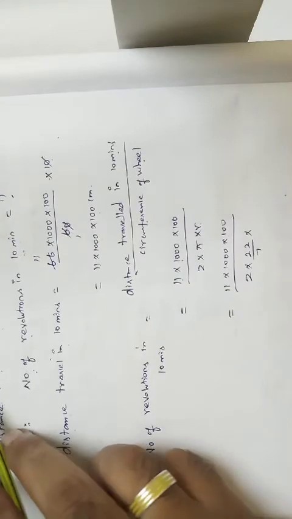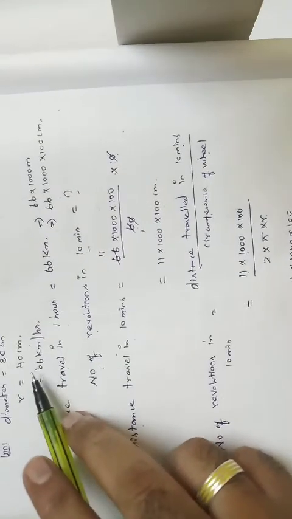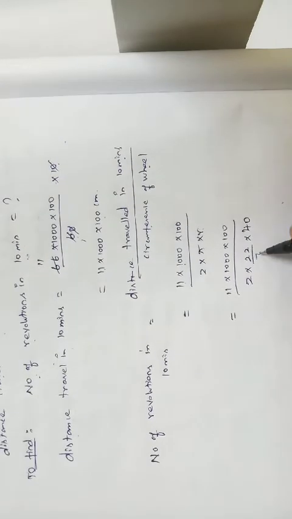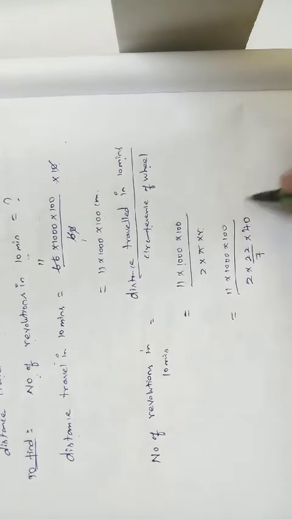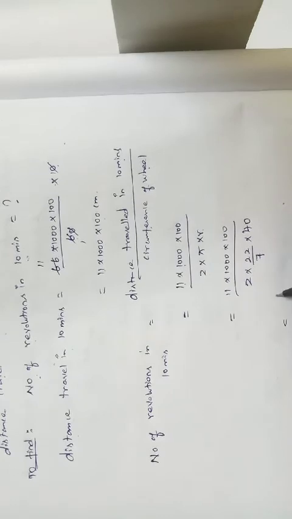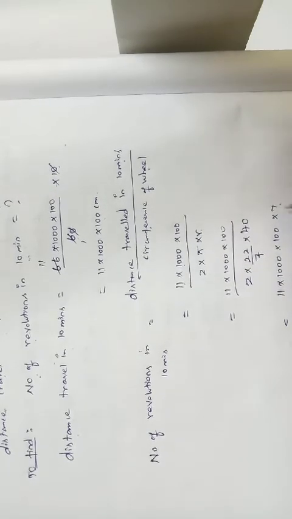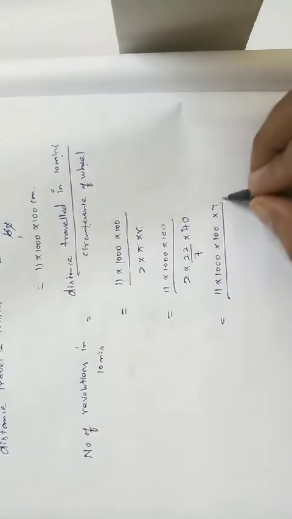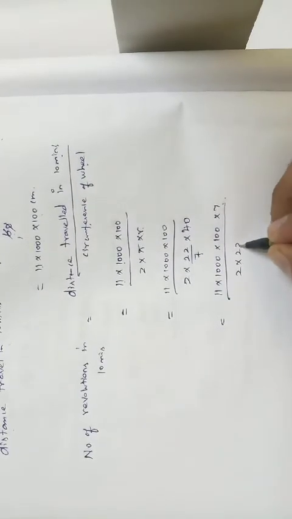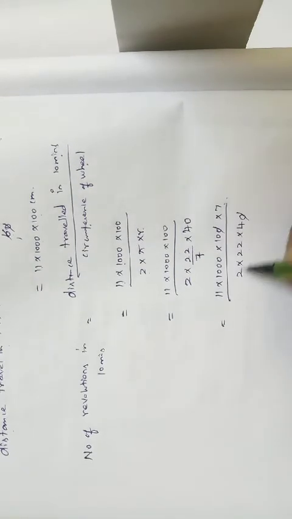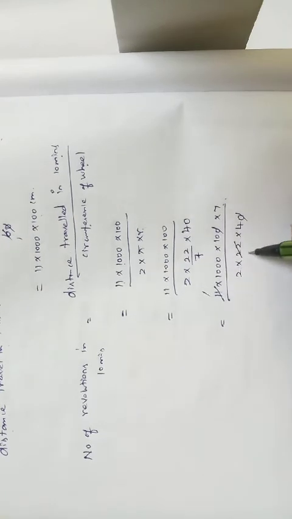Substitute and simplify. So 11 into 1000 into 100 divided by 2 into 22 by 7 into r. What is the value of r? r is 40 centimeter. Taking 7 to the numerator, it becomes 11 into 1000 into 100 into 7 divided by 2 into 22 into 40. Now you can simplify. 1 0 0 cancel. 2 elevens are 22, 11 one times, 22 two times.